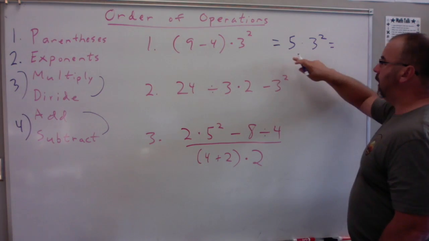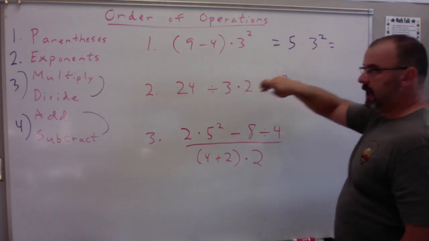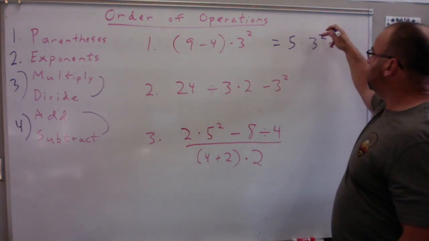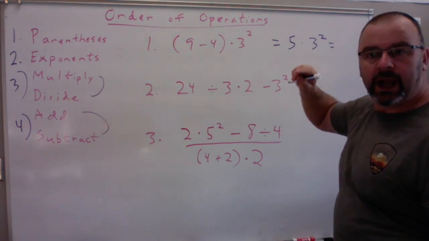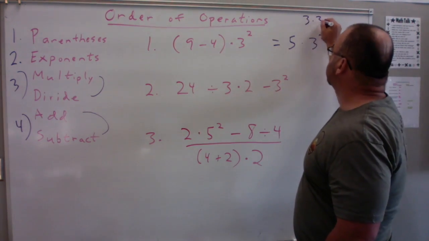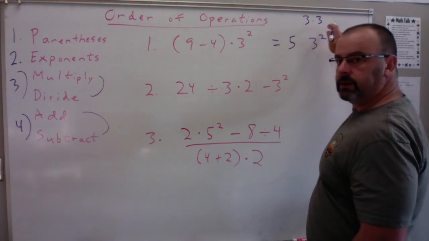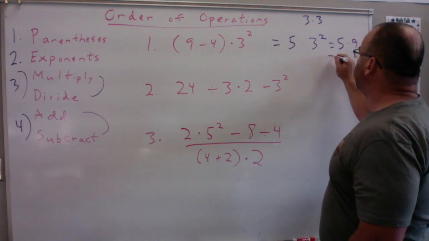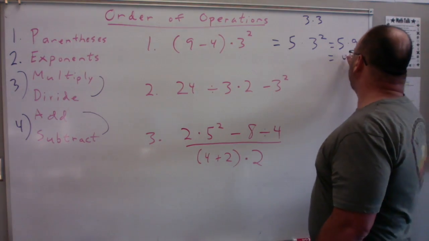Now I'm going to do, not 5 times 3. That's multiplied. That's below exponents. I'm going to do 3 squared. This power means multiplying it out how many times? Twice. 3 times 3. 1, 2 3s. 3 times 3 is 9. 5 times 9. 5 times 9 is 45.